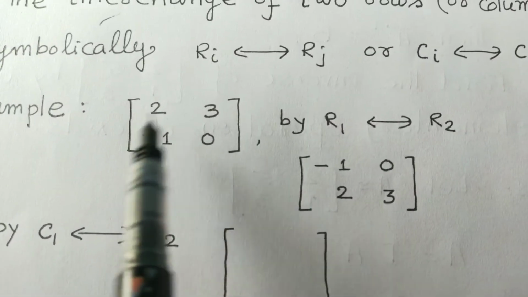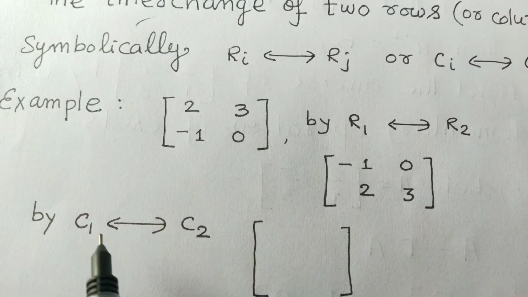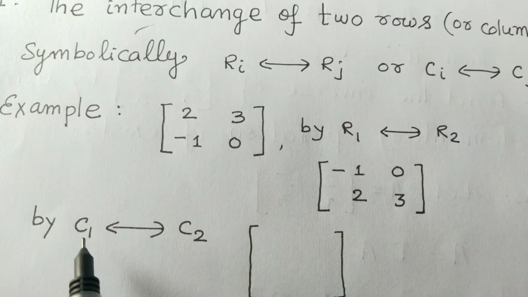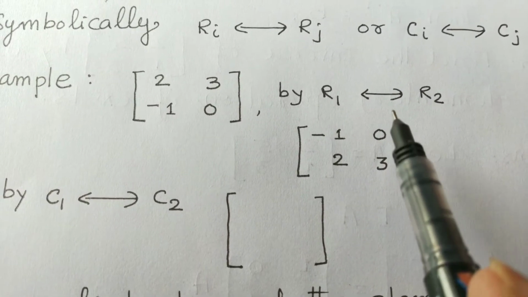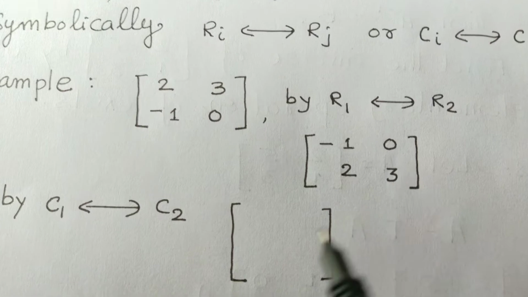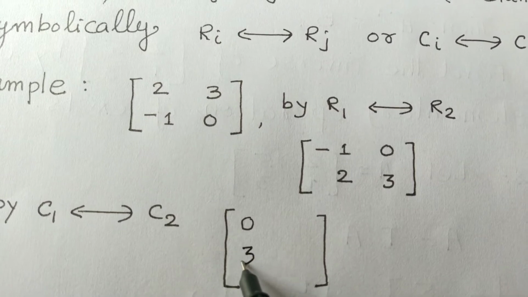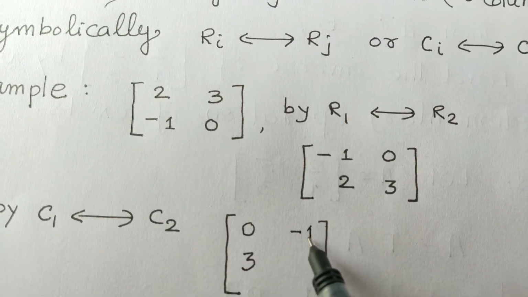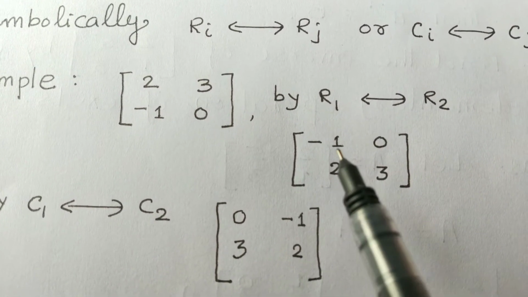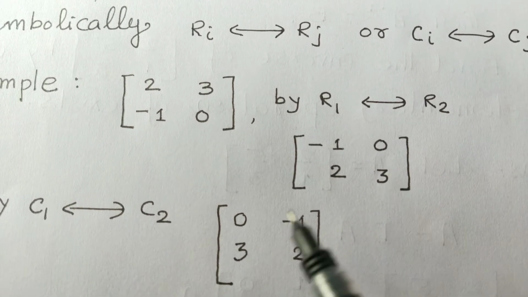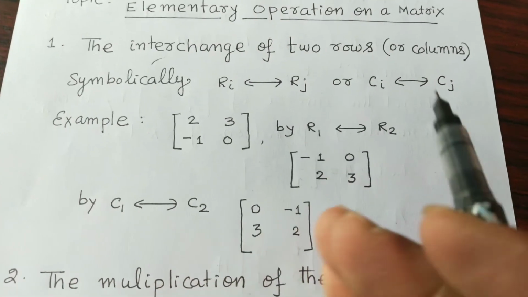Similarly, for the same example, if we want column 1 and column 2 to be interchanged, this is the symbol for interchanging. This is column 1 and this is column 2. I want to interchange them. So what will I get? 0, 3 and here minus 1 and 2. So what I mean to say is, column 1 became column 2, column 2 became column 1. This is the first operation, you can do that whenever it is required.